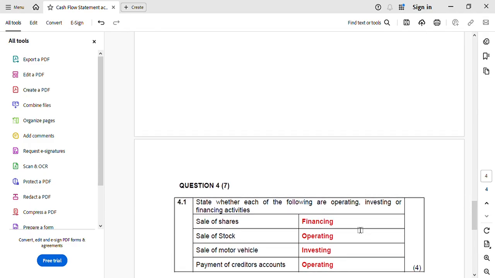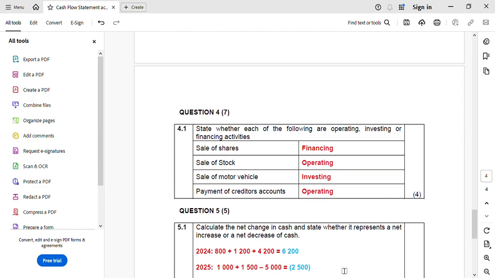Right, then the next one just asks you to classify whether they are operating, investing, or financing activities. Sale of shares, anything to do with shares is where you get your capital from. That is financing. Sale of stock is day to day, that's operating. Sale of motor vehicle, you are selling a fixed asset, that's investing. And payment of creditors is another day to day, which is operating.